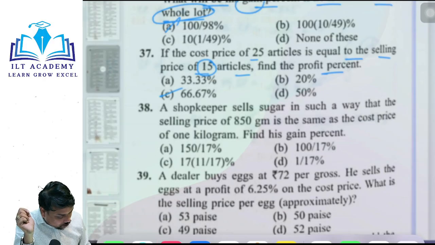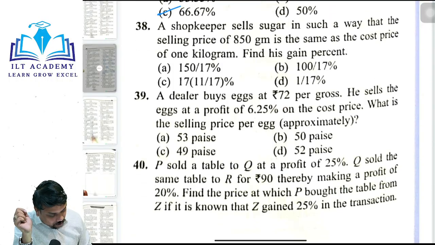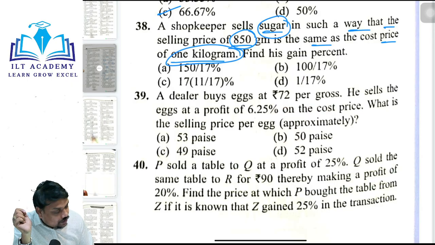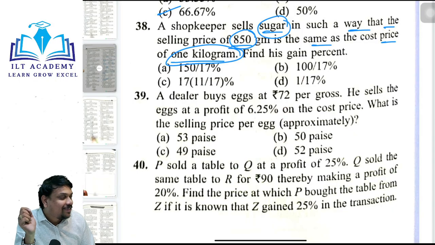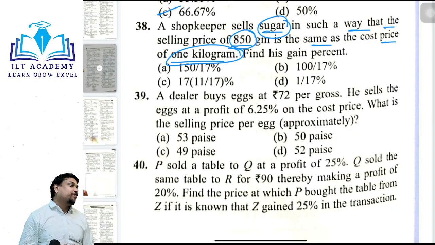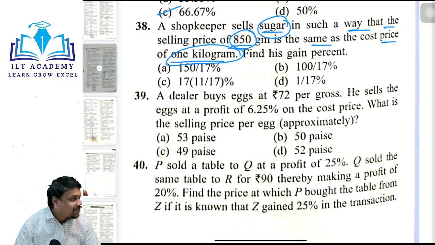38th question. A shopkeeper sells sugar in such a way that selling price of 850 grams is same as cost price of 1 kilo. Then find his gain percentage. ये क्वेश्चन कर सके तो बहुत अच्छा रहता. See, don't worry, इतना टेंशन नहीं.